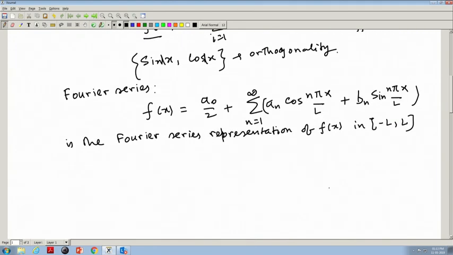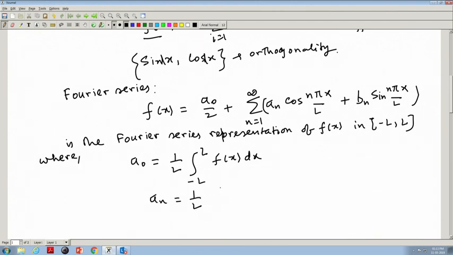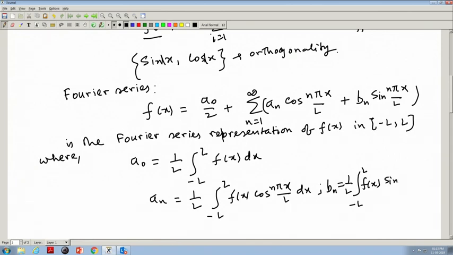So, a0 can be obtained as 1 by L integral from minus L to L of f(x) dx. These are called the Fourier series coefficients. an is equal to 1 by L integral from minus L to L of f(x) cos n pi x by L dx. Again, this is all by the orthogonality property of the sine and cosine functions, and bn can be written as 1 by L integral from minus L to L of f(x) sin n pi x by L dx.